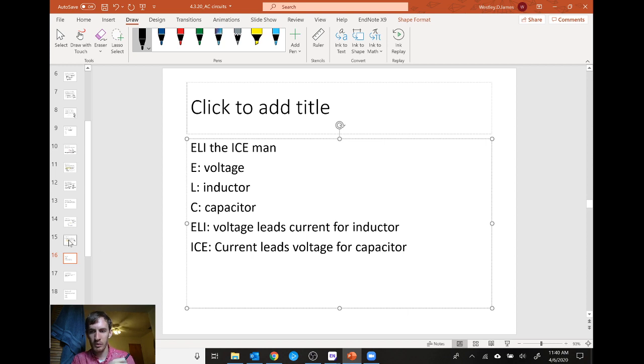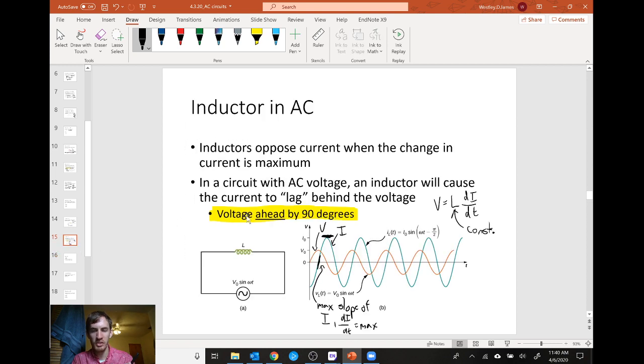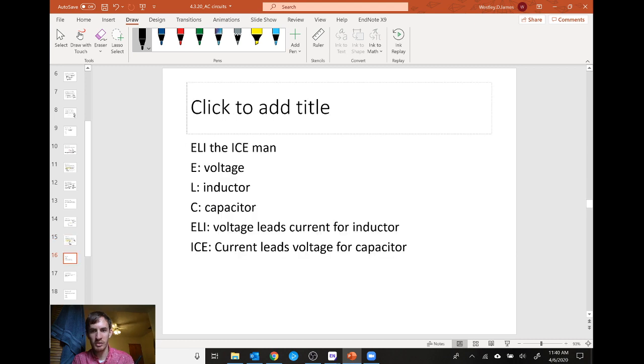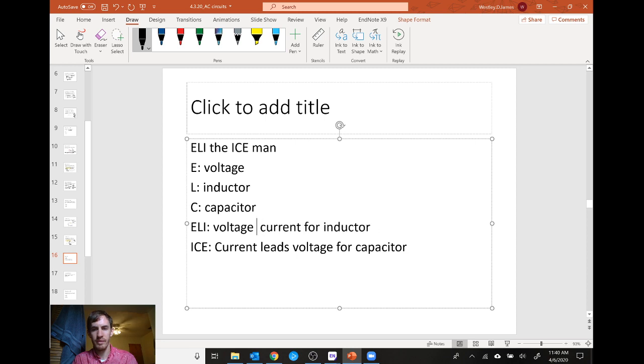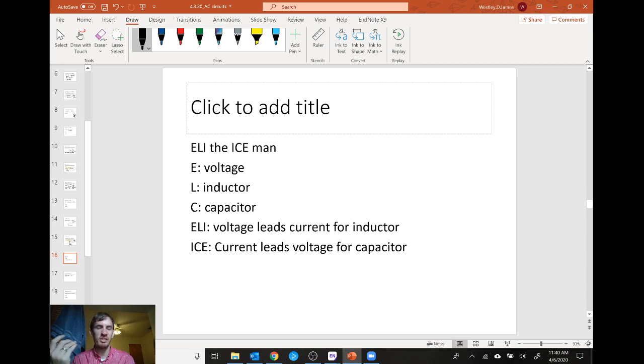Okay, so if we see here, that makes sense. Voltage is ahead, so voltage leads current. We'll keep "leads", but it occurs before it. It's ahead of it. And then for the capacitor, it's the opposite. So that's a nice way to remember it.